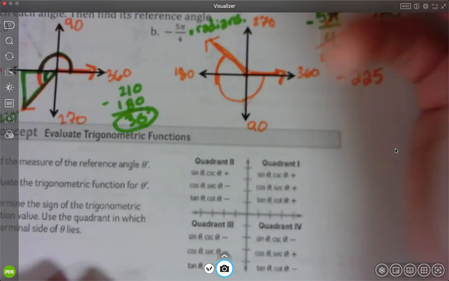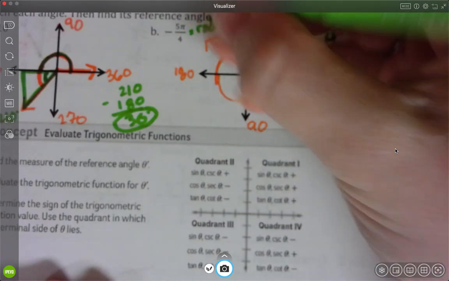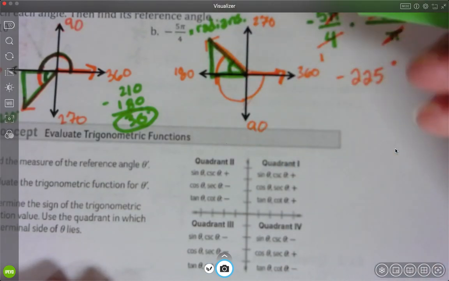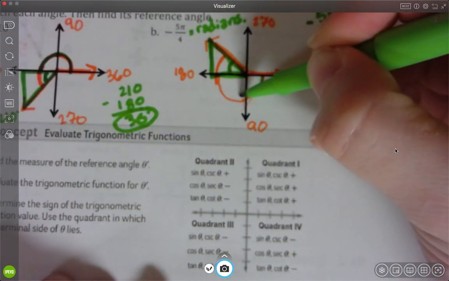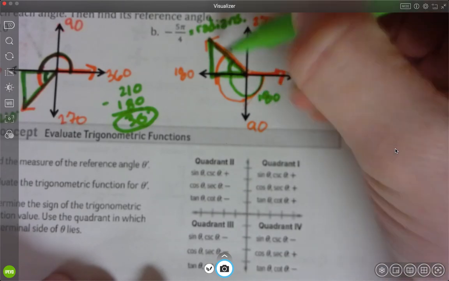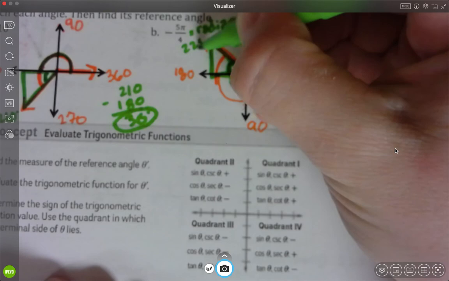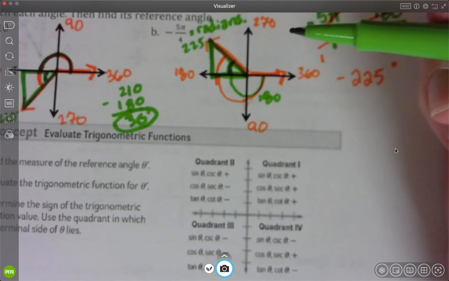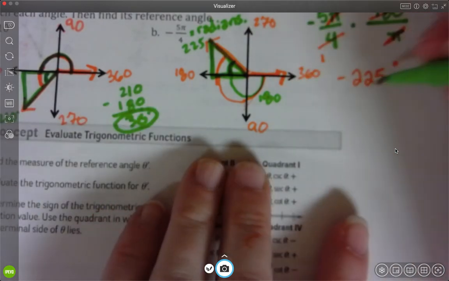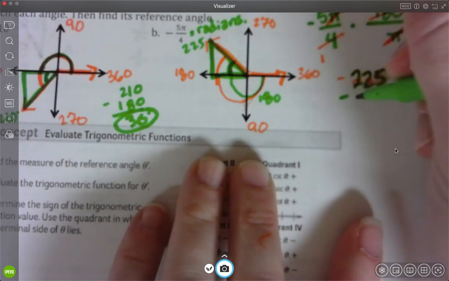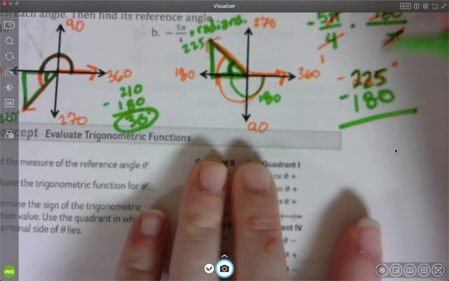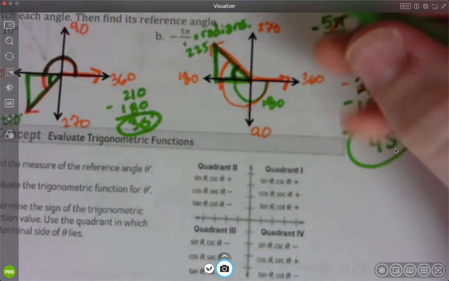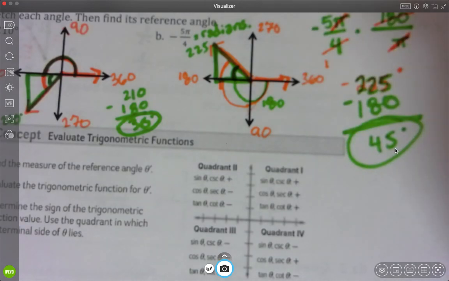If I make it into a triangle, I want to figure out what this reference angle is right here in this corner. From here all the way around to here is 180 degrees, but I want to go a little bit more than that to reach 225 degrees. How much more would I have to go? It would be like taking 225 and subtracting 180, which gives me 45 degrees. That's going to be my reference angle. So that's how big this angle is right here.